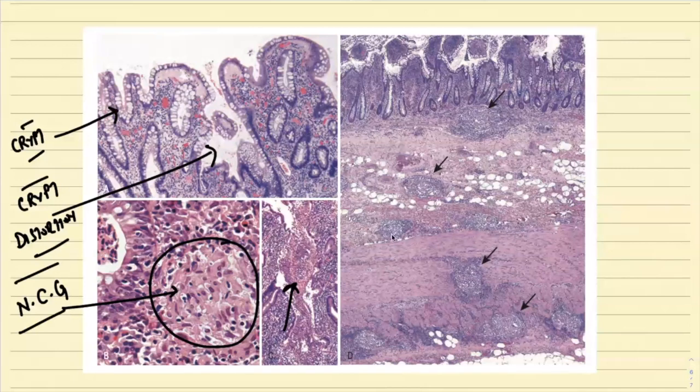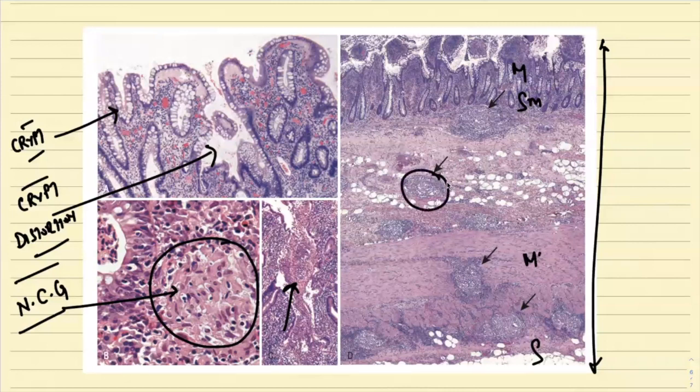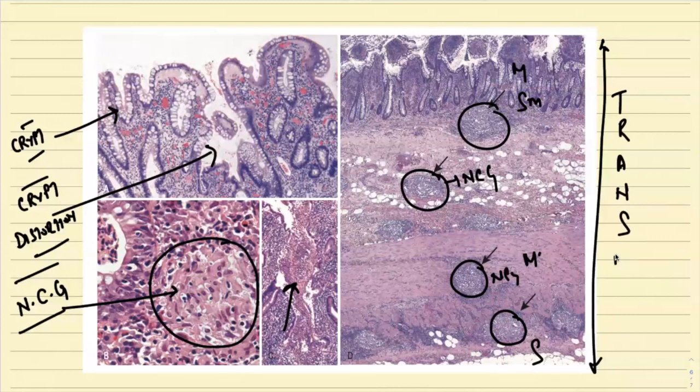Okay, very important. And why have I shown you this whole diagram? This is the mucosa, submucosal layer, this is the muscle layer, and this is the serosa. And all these are non-caseating granulomas. You can appreciate that the non-caseating granuloma is present throughout, and the inflammation is present from here till here. So this is what is called transmural.